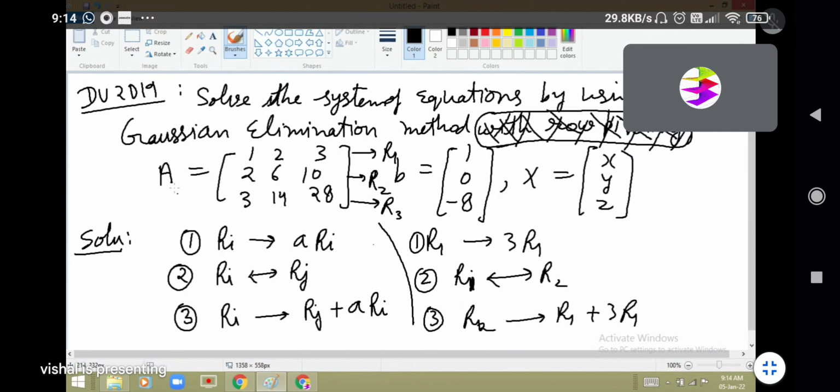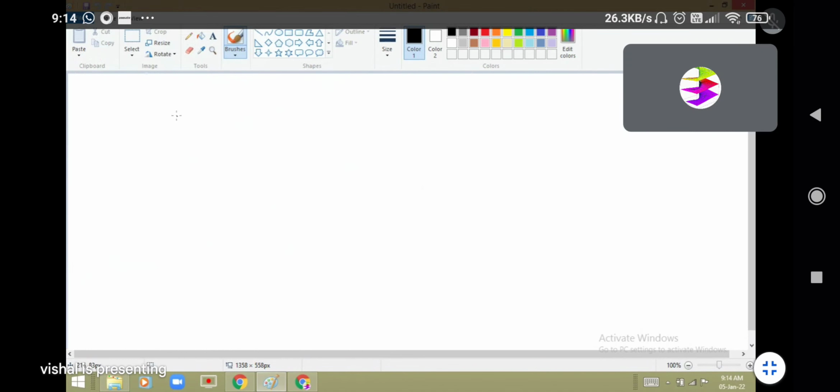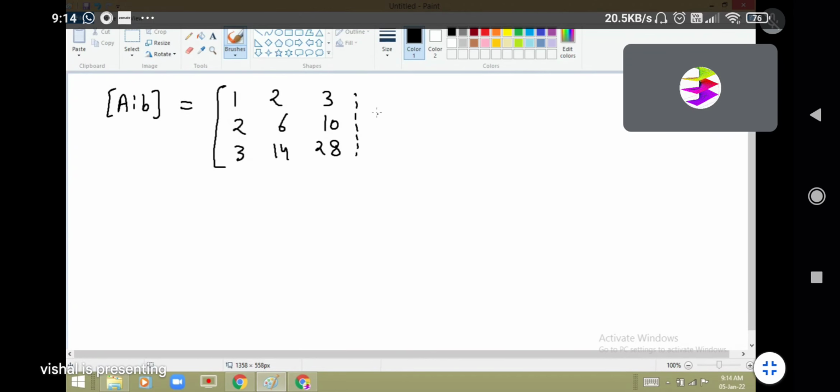So I am going to solve this equation now. How will we solve it? First we write the augmented matrix, where we write the equation matrix A: 1, 2, 3, 2, 6, 10, 3, 14, 28, and then write down here B: 1, 0, minus 8. Okay, now we will solve this.